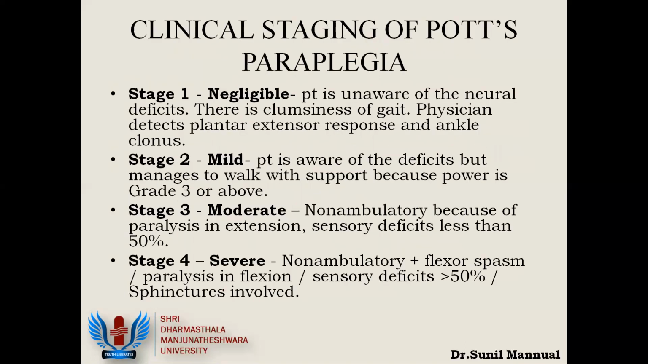This is a clinical staging of the Pott's paraplegia, in which case we have to understand that we should reclassify the name as paraparesis or paraplegia. So in stage 1, it's a very negligible finding. The patient is very unaware that he's got a neurological deficit, except that when he walks, there is a little clumsiness. But if the physician is sharp, he can detect hypertonia, and he can also detect clonus.